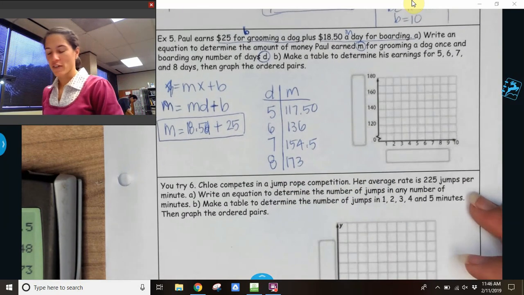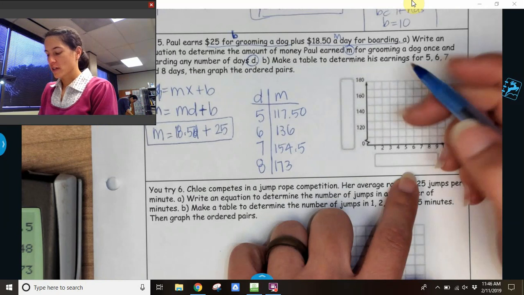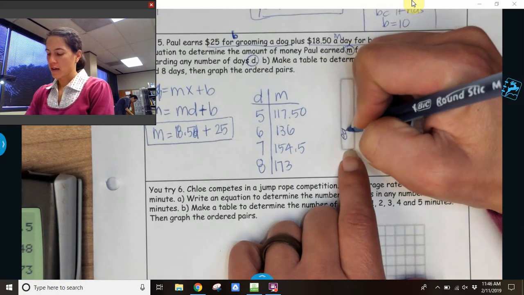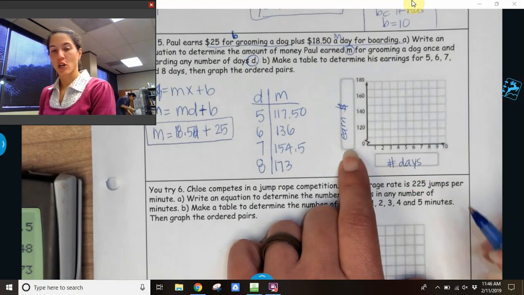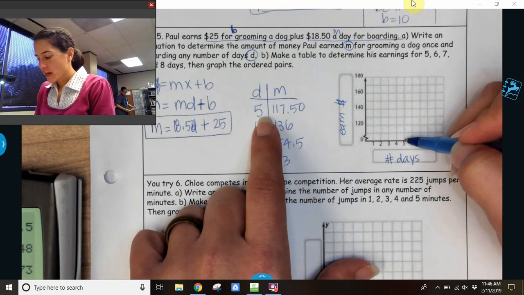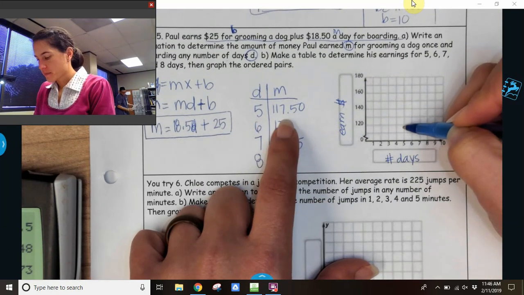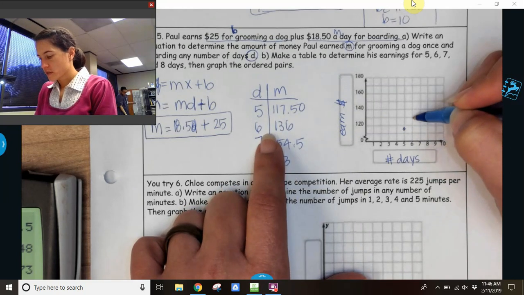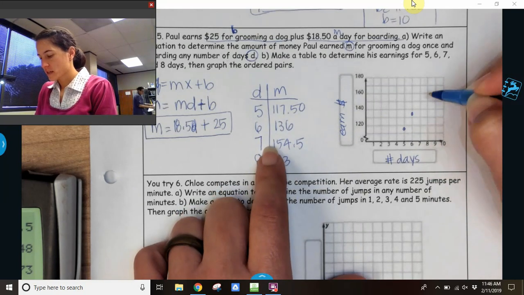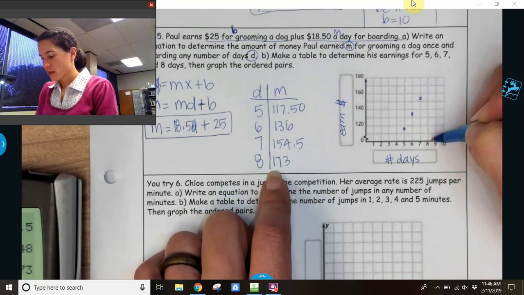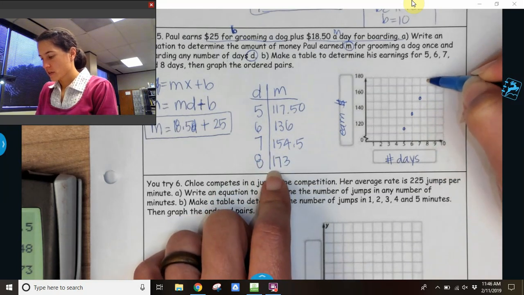And then I can graph over here. So my x-axis is number of days, and my y-axis is money earned. So 5 is going to be somewhere around there. So 120, 136, 154, and 8 would be 173.